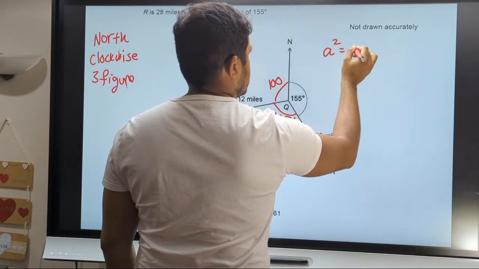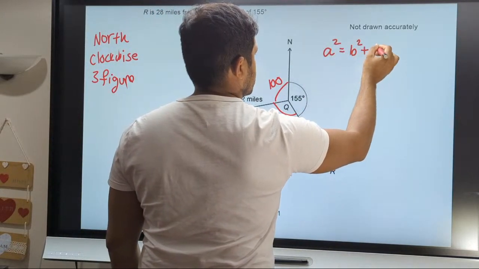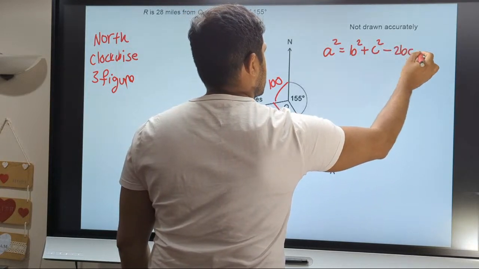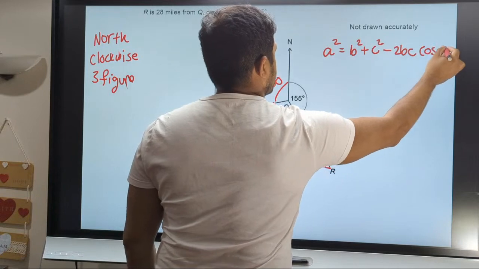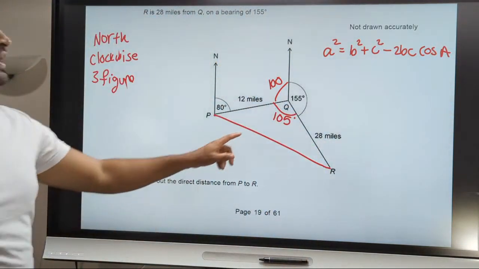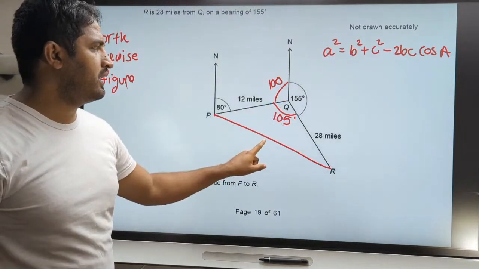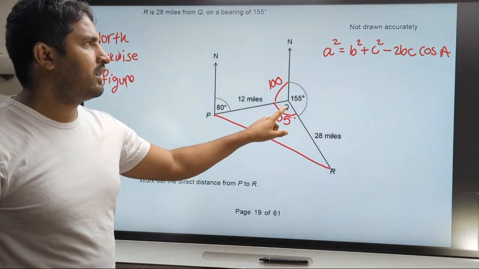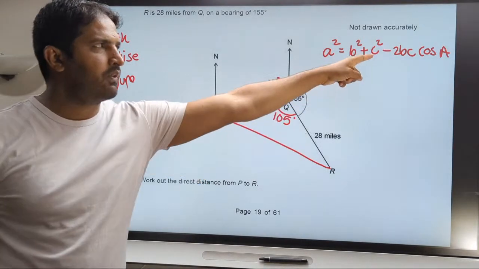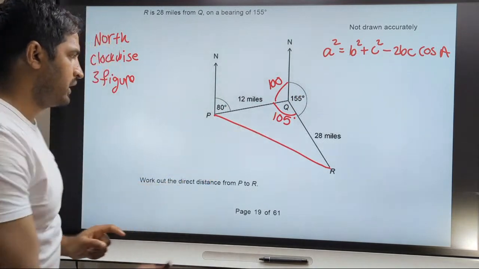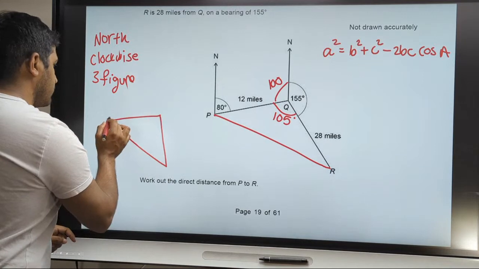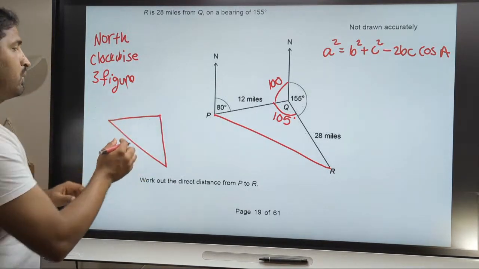a squared is equal to b squared plus c squared minus 2bc cos A. Okay, that's your cosine rule. Now, if you're saying this is your side a, then you're using this angle here as A, cos of A. Because in any triangle, let's do the triangle again with ABC, because that would be given to you in the exam, in the formula booklet.